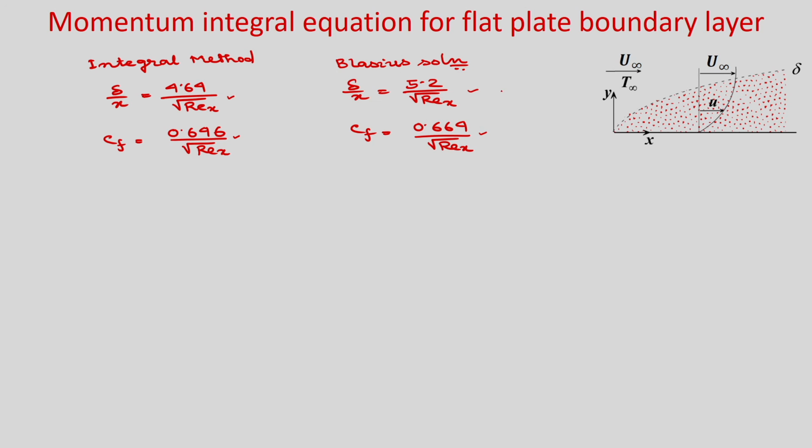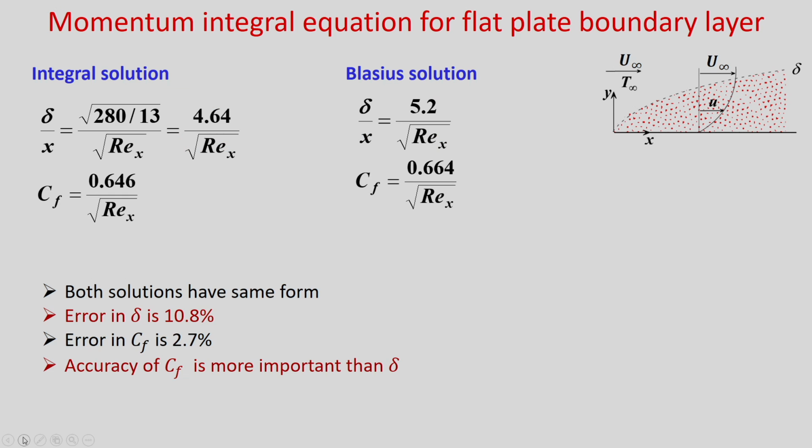So, there is almost 10.8% error, and if you compare the Cf it is 2.7% error. So, finally we have derived the hydrodynamic boundary layer thickness using the integral solution, delta by x is equal to 4.64 divided by root Re x. Similarly, the coefficient of friction we have derived, Cf as 0.646 by root Re x.